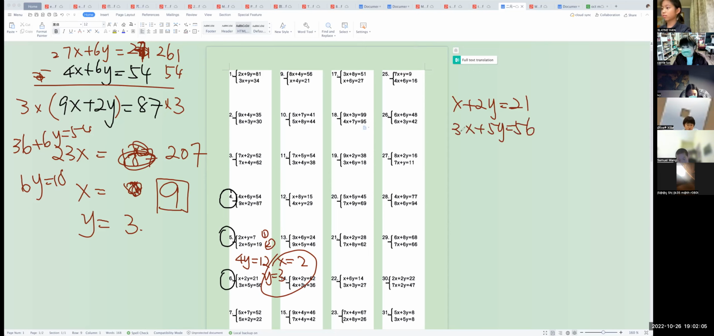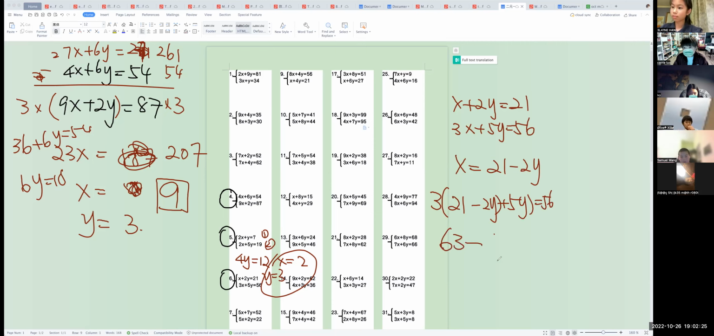So I'm using method 3, okay? So equation 2 minus equation 1. No, it's not good. Still, I'm going to use method 2. So x equals 21 minus 2y. So 3 times 21 minus 2y plus 5y equals 56. So 63 minus y equals 56, so y equals 7. And x equals 21 minus 14, which also equals 7.